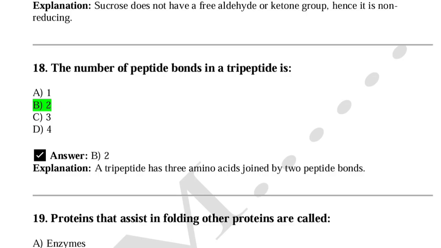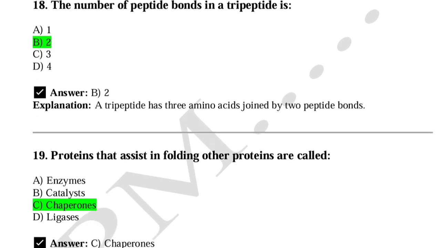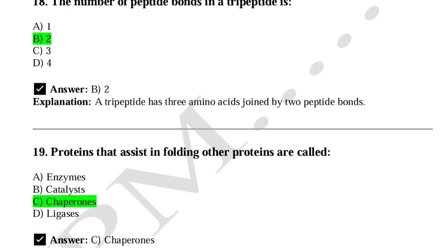Question number 18, the number of peptide bonds in a tripeptide. The number of peptide bonds in a tripeptide is 2, because if there are 3 amino acids, 2 bonds are present between these 3 amino acids. So a tripeptide has 3 amino acids joined by 2 peptide bonds.